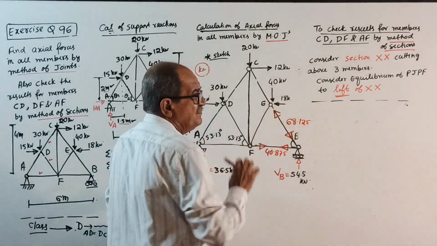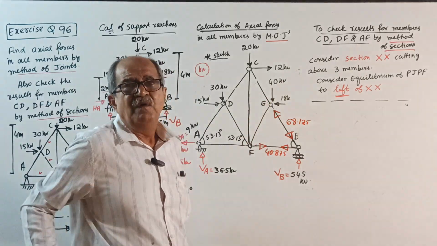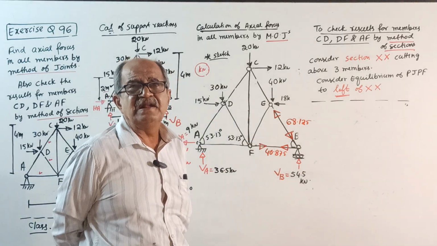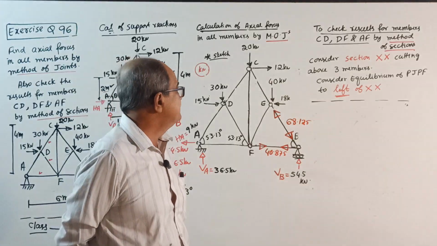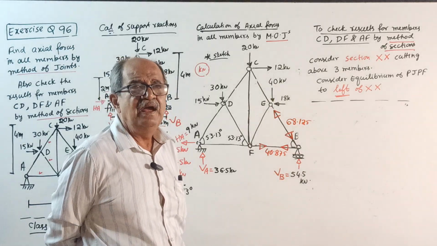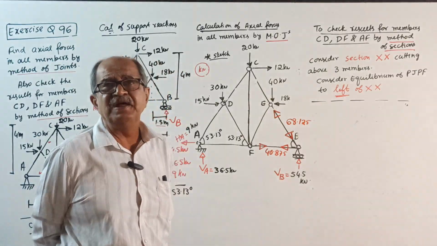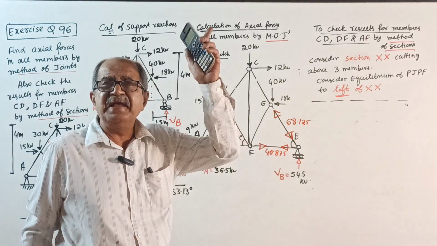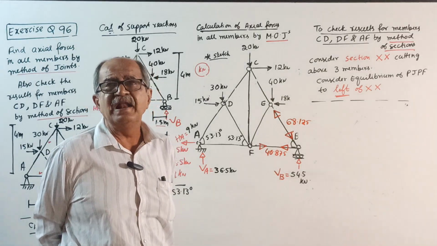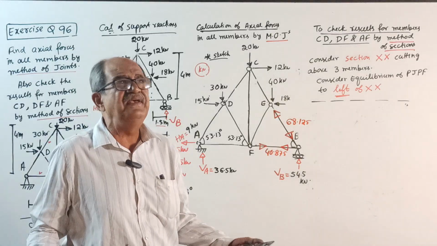Two unknowns are there. Unfortunately, both unknowns are inclined. When both unknowns are inclined, be careful. You won't get direct answer. You get simultaneous equation. Make sigma V0, sigma H0. Then solve simultaneous equation and get the values. But remember, if one unknown is horizontal, other inclined, I told the trick earlier. Or if one unknown is vertical, other is inclined, I told the trick earlier. If one unknown is horizontal, other unknown is vertical, very, very easy.